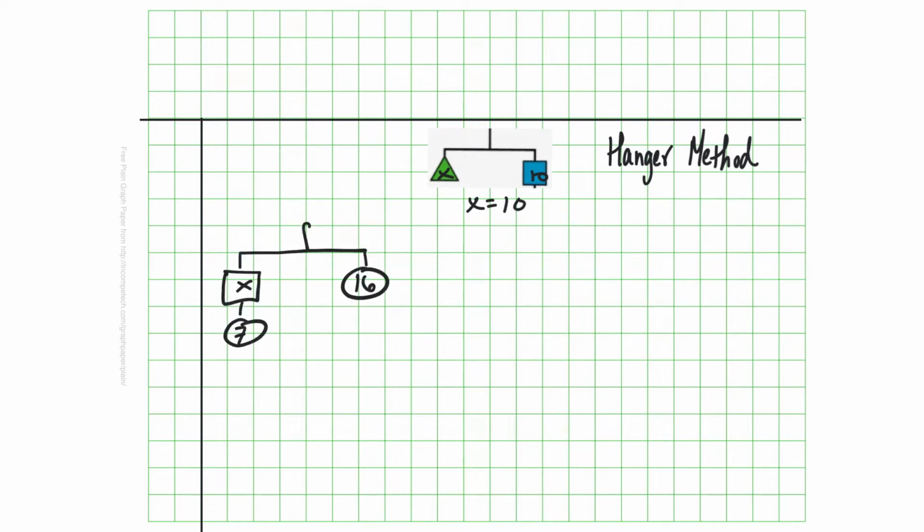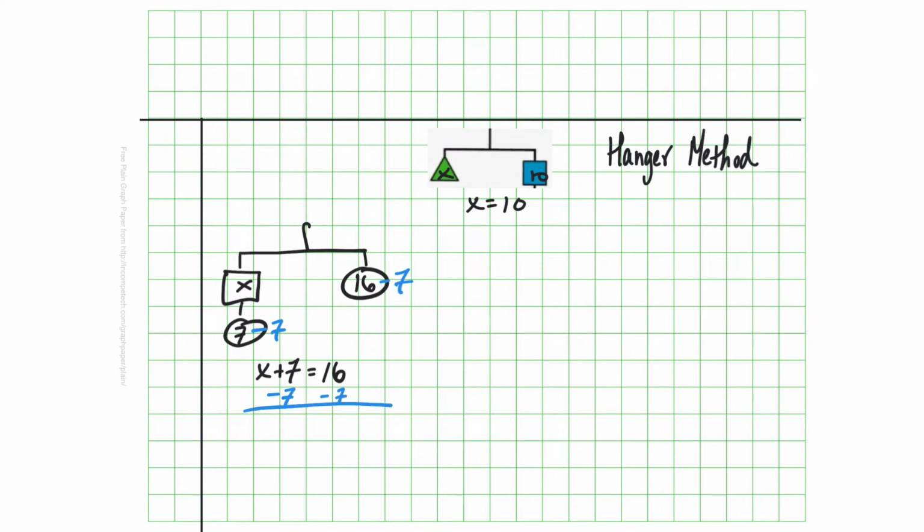This one has x and 7 that is equal to or balanced with 16. So I'm going to write this equation here. And if I wanted to figure out what x was all by itself, I could take 7 off of this side and then take 7 off the other side so it would remain balanced. And I'm going to go ahead and write that down here as well. I'm going to take 7 off of one side and 7 off the other.